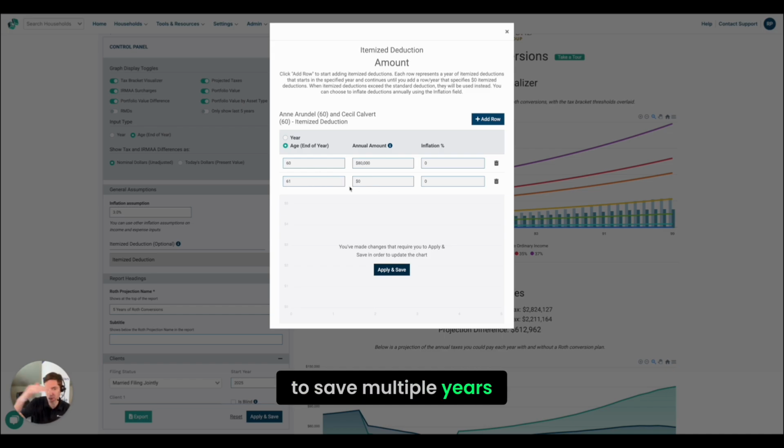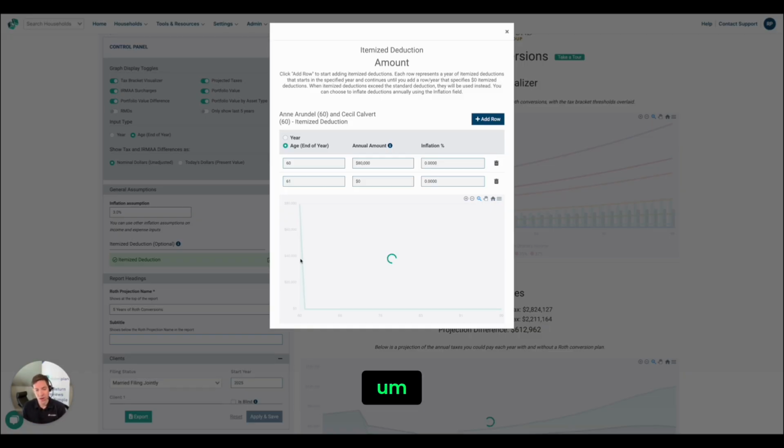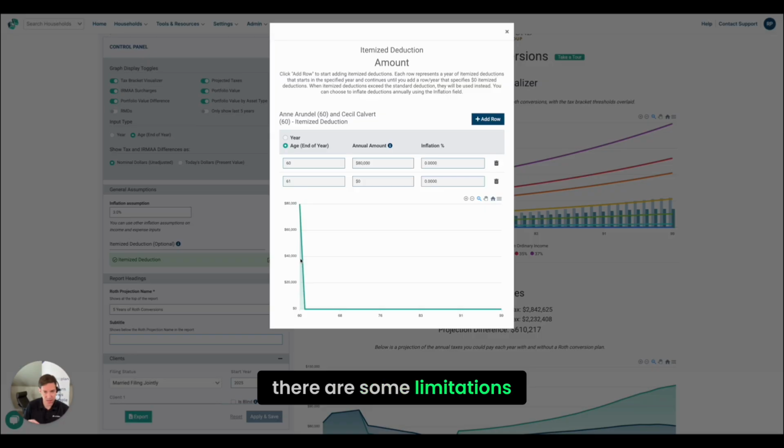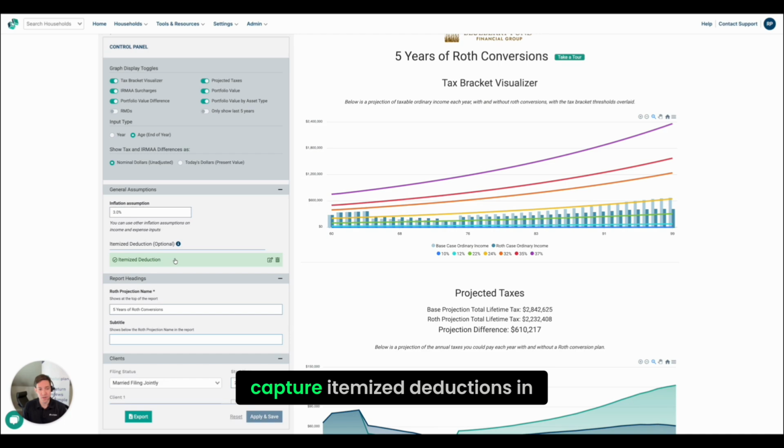If I wanted to say multiple years of itemized deductions, it's the same shape concept that we have throughout the system. And so I could apply and save that. So what this is saying is in this first year, $80,000 itemized deduction. By the way, starting with the Big Beautiful Bill Act, if you're in the highest tax brackets, there's some limitations on itemized deductions, and that'll be incorporated too, because again, under the covers is a tax calculation engine here. So that allows you to capture itemized deductions in the system, have the system incorporate itemized deductions into its tax calculation as it's calculating the benefits of the Roth conversion.